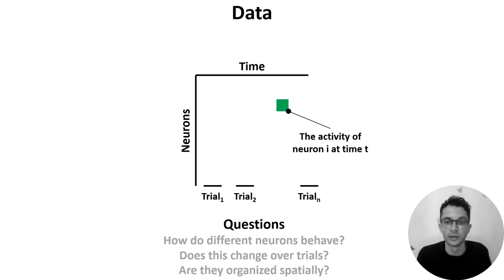With this sort of data, there are lots of different questions which we could ask, like how do different neurons behave? Are there neurons which are only active on some trials or some parts of a trial? Does this change over trials? For example, maybe as the animal learns the task or gets bored. And if we have some information about where the neurons are in the brain, which we've recorded from, then we can see if neurons with different response properties are located in different spatial locations. If we're working with data from an artificial neural network, an equivalent approach would be to compare the units in different layers. Once we have a question or questions in mind, we can then decide on an appropriate analysis method.